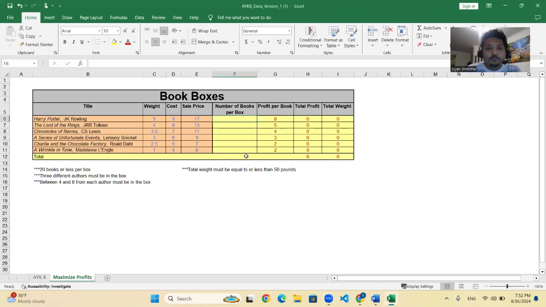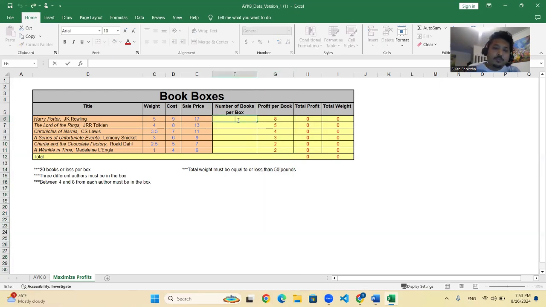Okay, this is the table. There is the profit per book, the total profit, and the total weight. We have the condition that we have to choose between 4 and 8 books per author. Let's say the Harry Potter books have the highest profit per book.